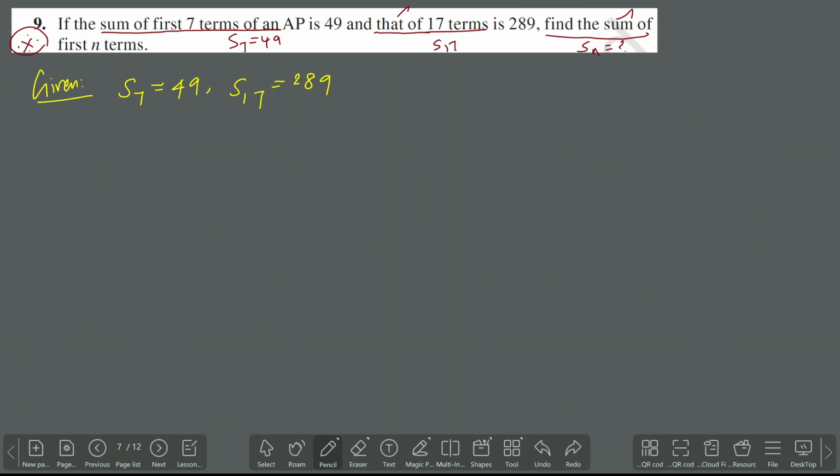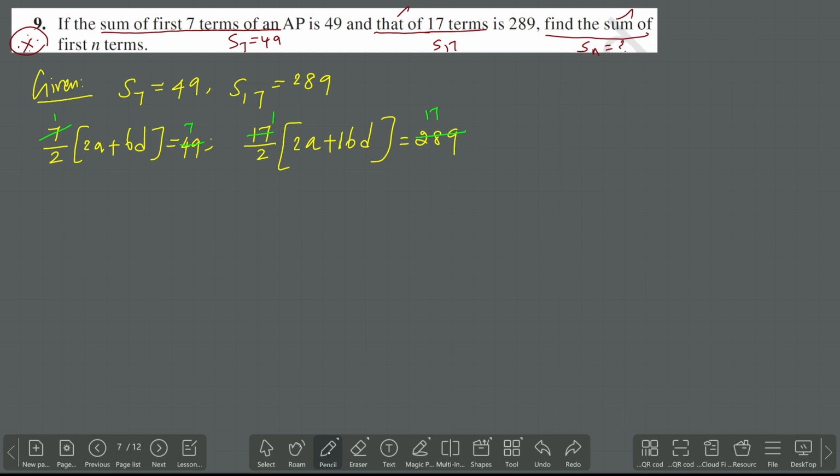S7, in the sense, the formula 7 divided by 2 into 2a plus 7 minus 1 times d is equal to 49. Am I right? I'm writing the Sn formula. Understand? Similarly, S17 is 17 divided by 2 into 2a plus 17 minus 1 times d, which is equal to 289. Now listen, 7 7s are 49, and 17 17s are 289. Now we are moving with this.